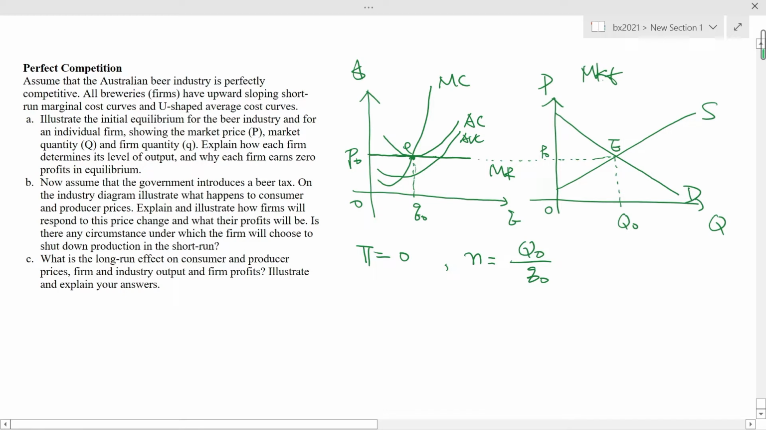Okay. Why? We are in the long run situation. The reason firms earn zero profit is free entry and exit. If there's a positive profit, more firms will enter the market, shift the supply curve to the right and reduce the price, and vice versa. All right, so this is A, the initial equilibrium.